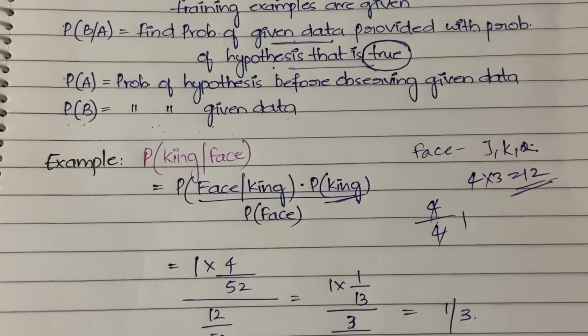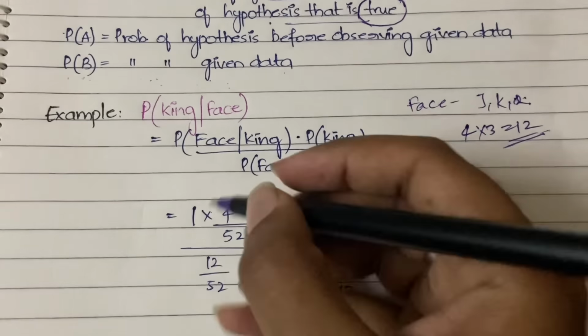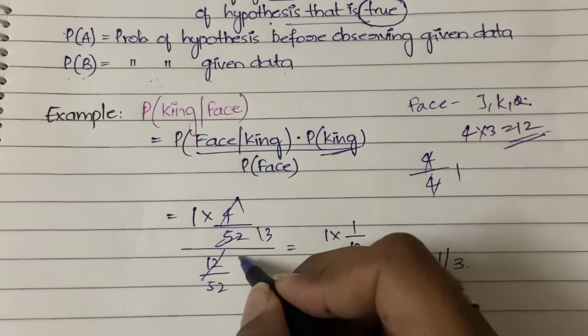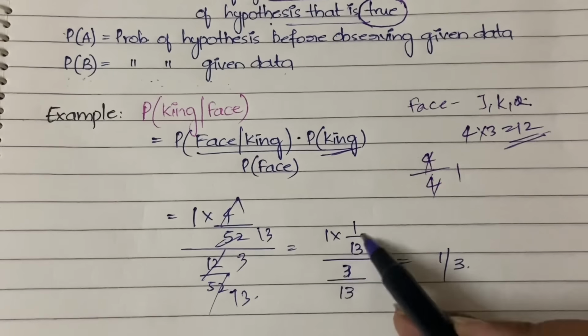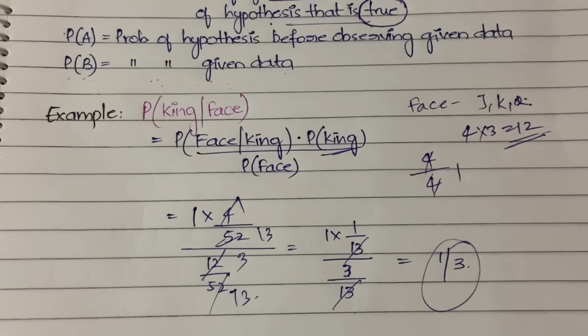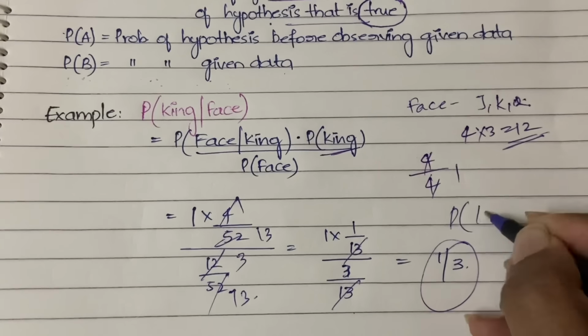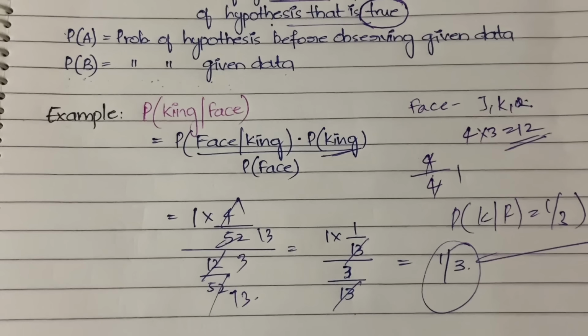Probability of face in the sense number of face cards by total number of cards, right? So how many face cards do you have? 12. So 12 by total number of cards, which is 52, right? So when you cancel, 4 1s are 4, 4 13s are 52, and 4 3s are 12, and 4 13s are 52. Same. So you'll get 1 by 13 by 3 by 13. 13 and 13 cancel, you'll get 1 by 3 as the probability. So what is probability of king by face? It is 1 by 3. Okay, done. So this is how you need to apply the Bayes theorem.